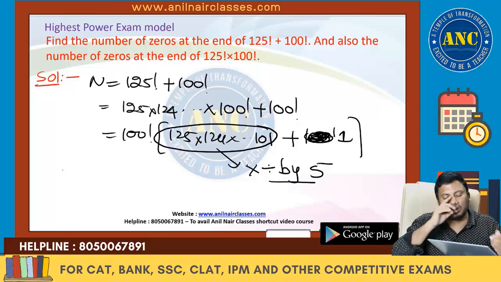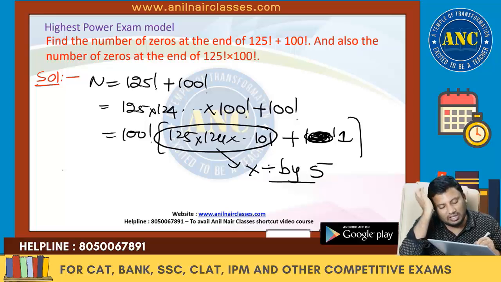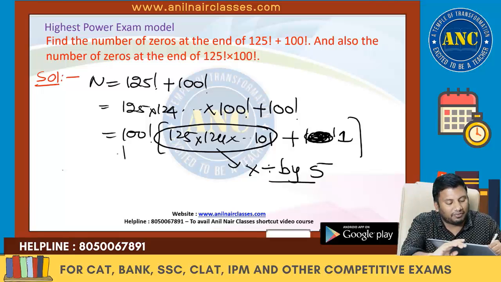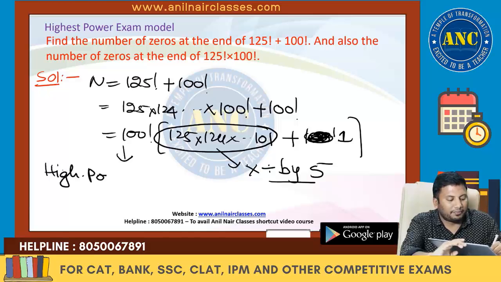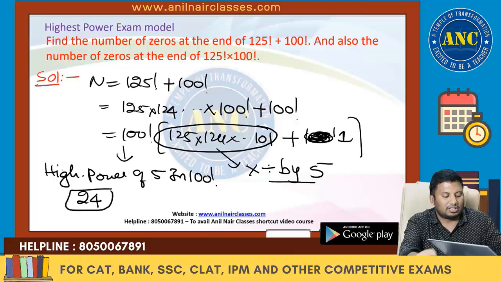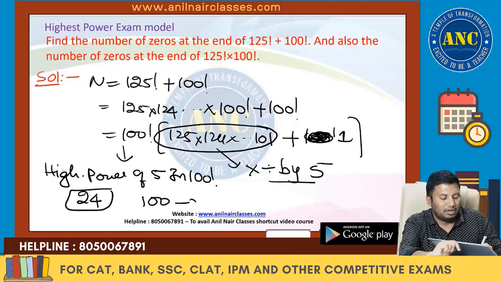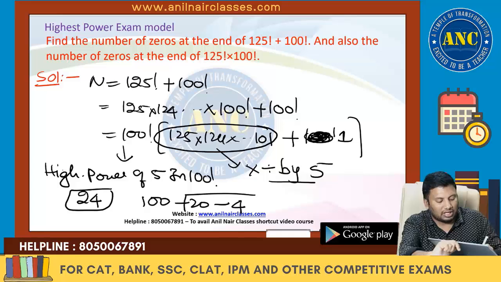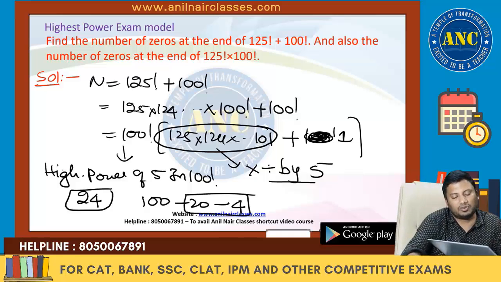I hope you are all there with me. 125 is divisible by 5, all are divisible by 5, plus 1. Answer is 5k plus 1. The bracket is not divisible by 5. So this is nothing but the highest power of 5 in 100 factorial. The answer is nothing but 24. 5 20s and 5 4s, 20 plus 4 is 24.